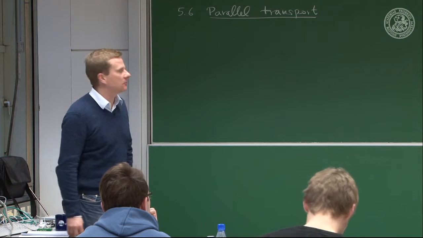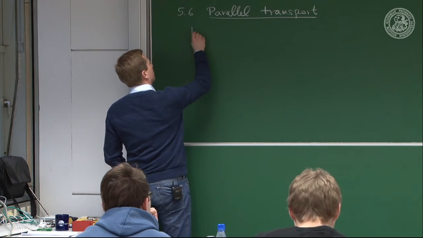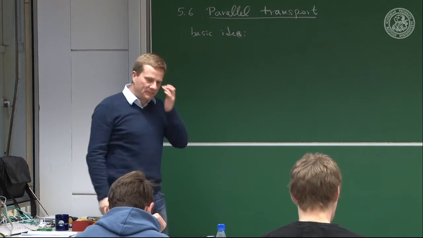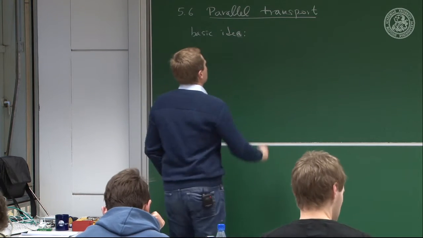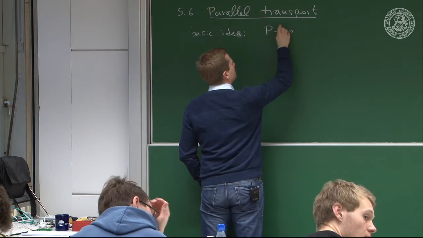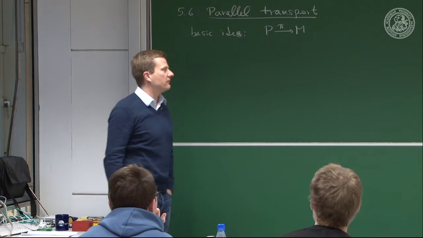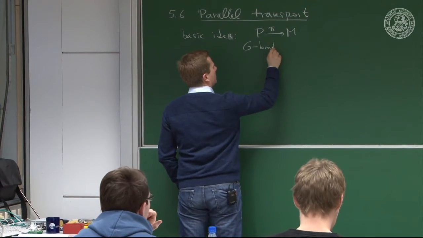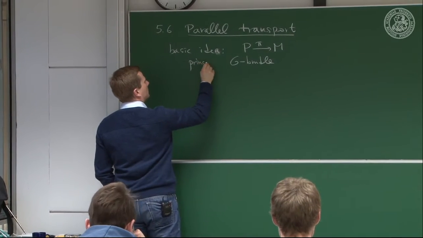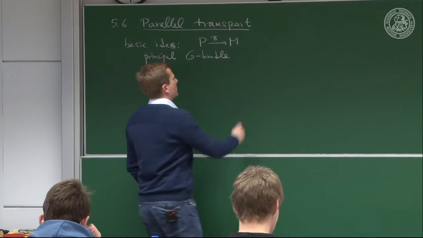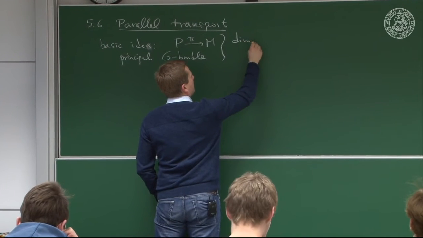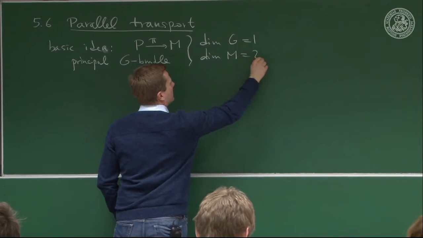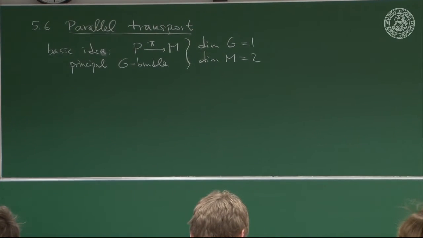So what's parallel transport? Well, the basic idea is the following. Let me illustrate it in a picture. This picture deals with a principal bundle P down to a base manifold M, and this be a principal G bundle. For the purpose of this illustration, let's say the dimension of the Lie group is just 1, and the dimension of the base manifold is 2, because then I can draw a nice picture.